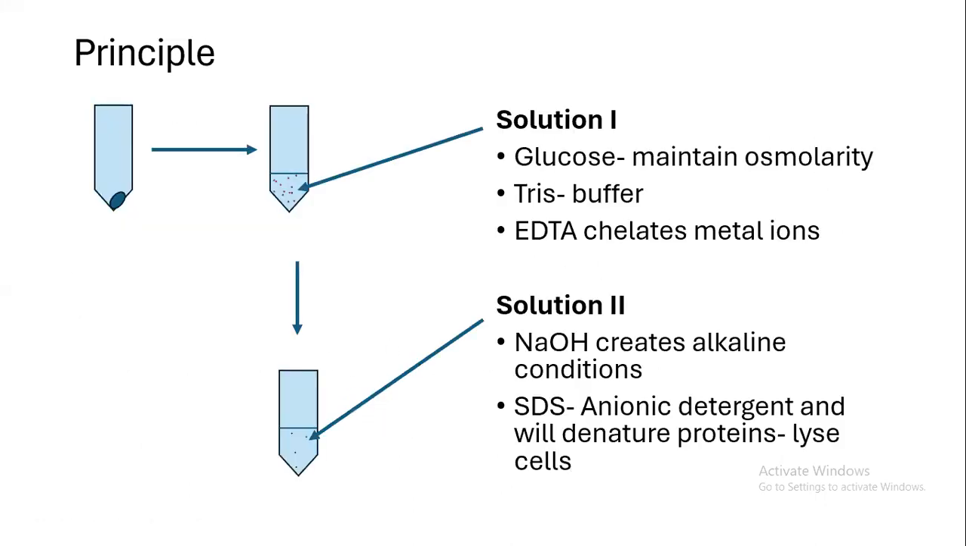So coming to the principle of the experiment, in the first step we centrifuge the cells in media in order to obtain a cell pellet. We then resuspend the cell pellet in solution 1 that contains glucose, tris, and EDTA. Glucose here functions to maintain the osmolarity. Tris acts as a buffer, and EDTA chelates divalent metal ions. So these metal ions are required by nucleases for their activity. So EDTA basically acts as an inhibitor of nuclease, protecting the DNA from degradation by activity of nuclease.